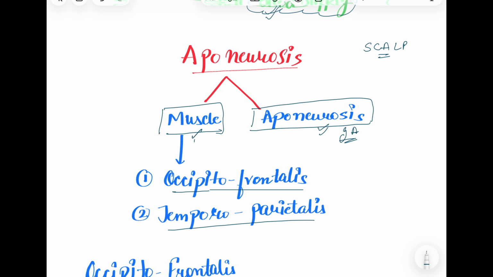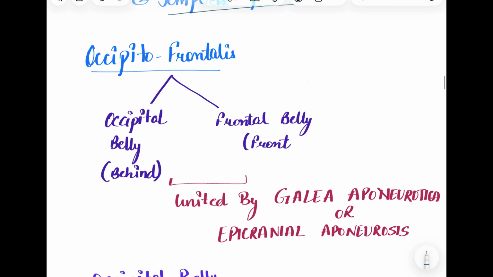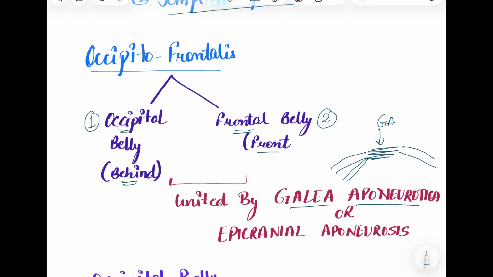So we'll talk of muscles first, taking your occipitofrontalis muscle. This muscle has got two bellies. One is your occipital belly, the other one is the frontal belly. The frontal belly is lying in front and the occipital belly is lying behind. In the center, they are connected by the galea aponeurotica, right? The other name for galea aponeurotica is your epicranial aponeurosis.